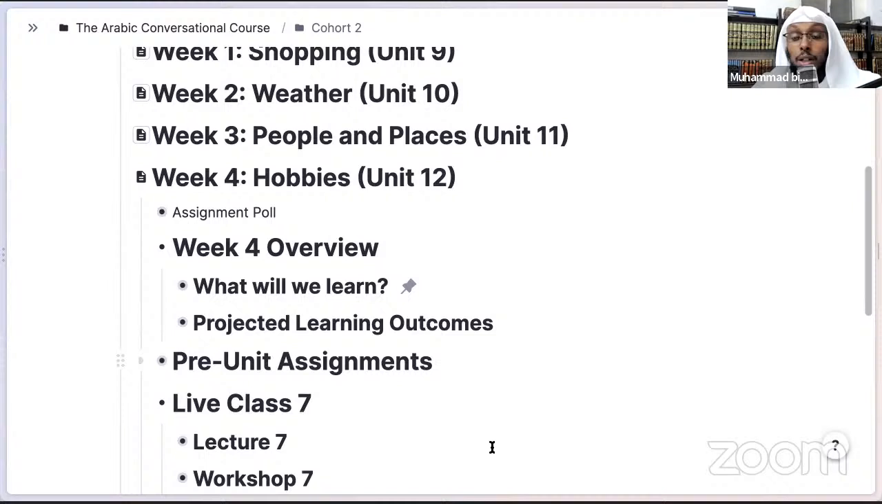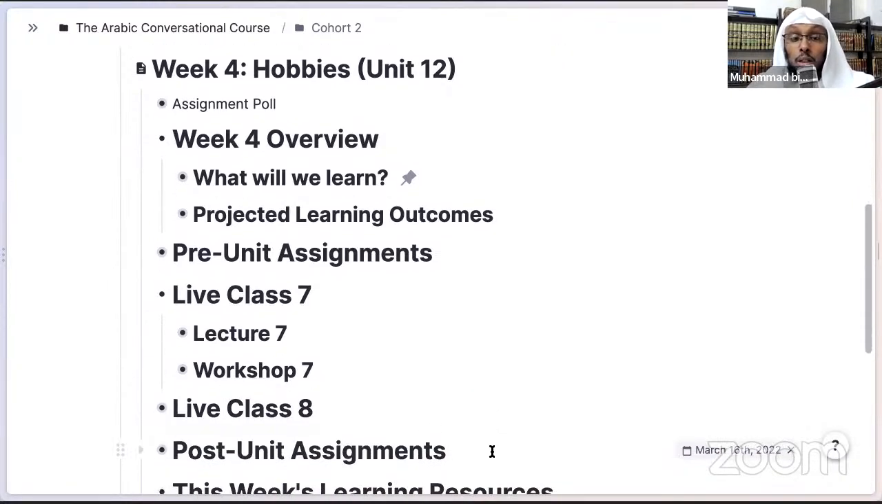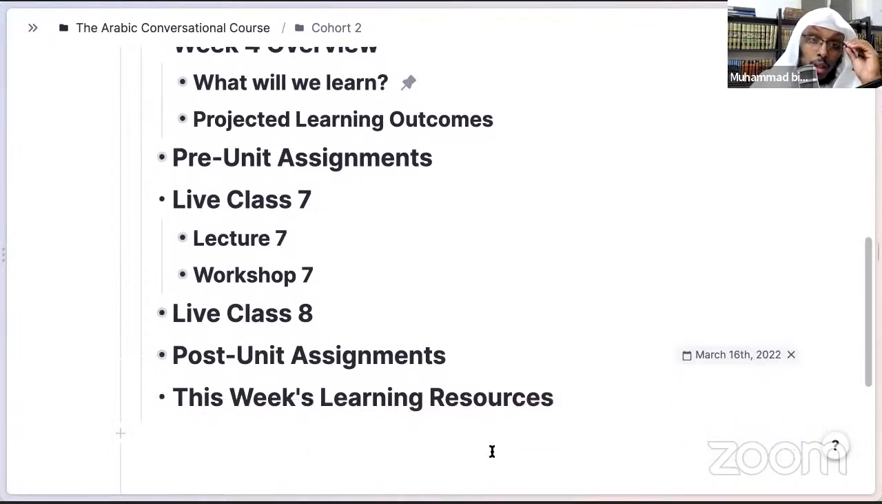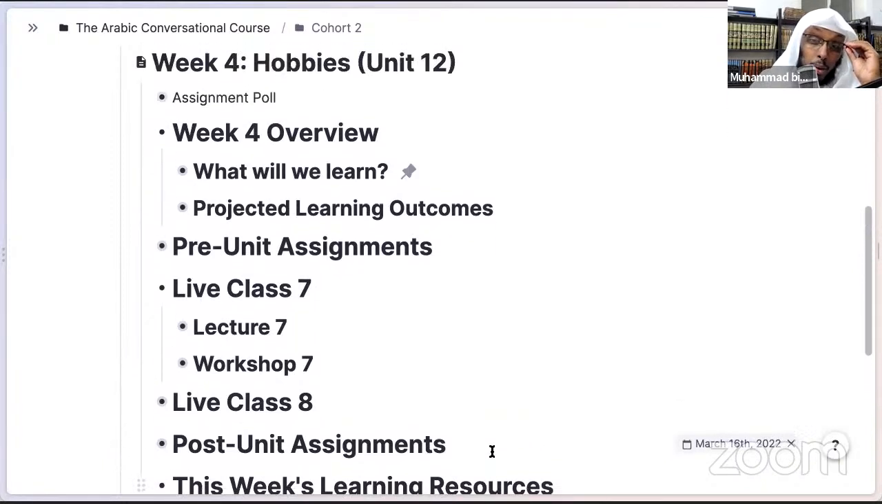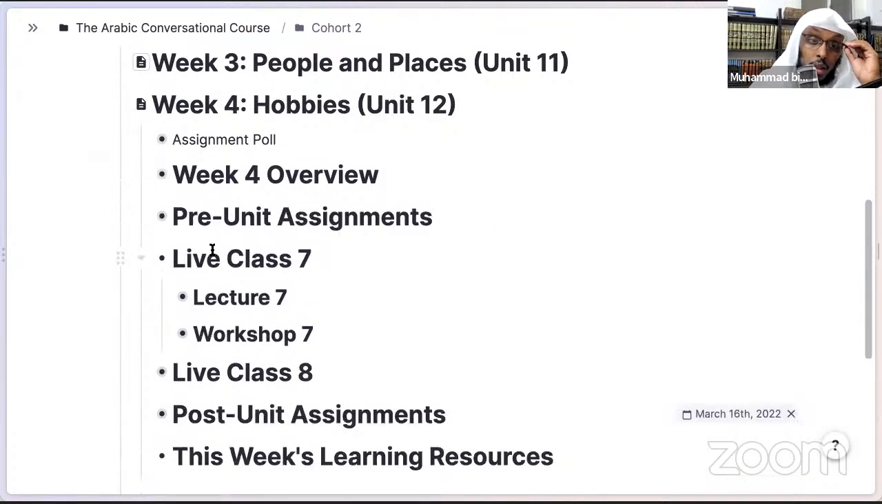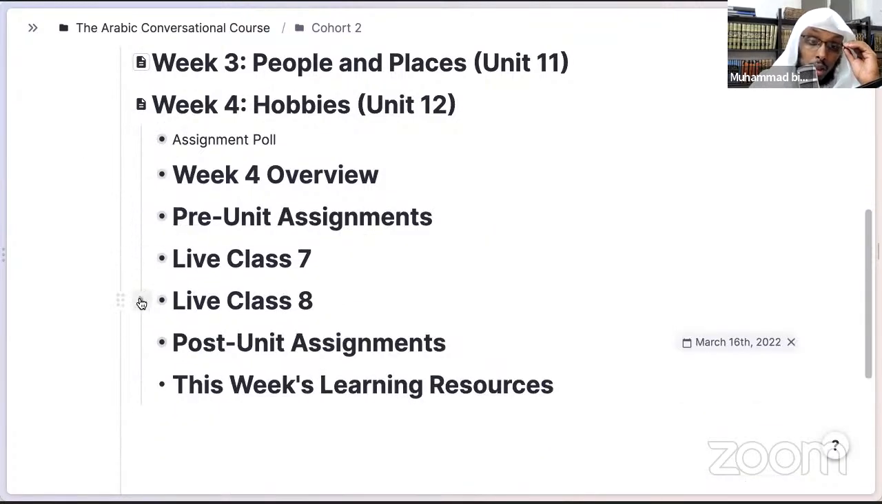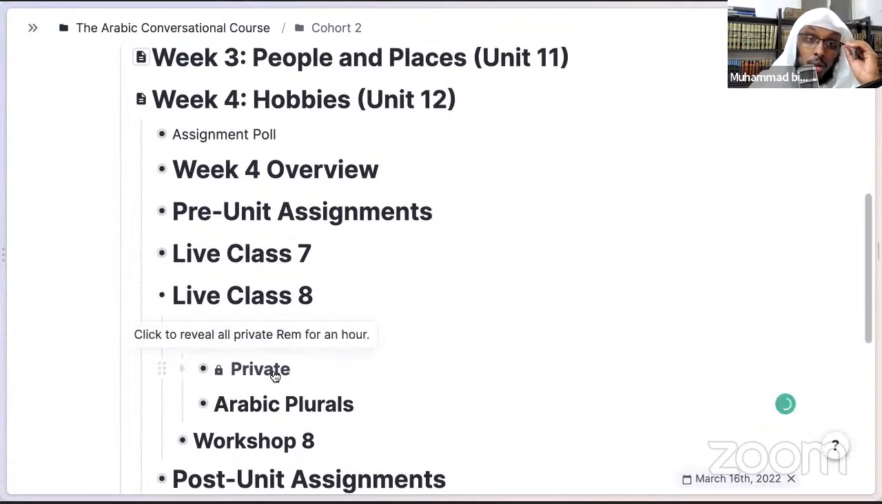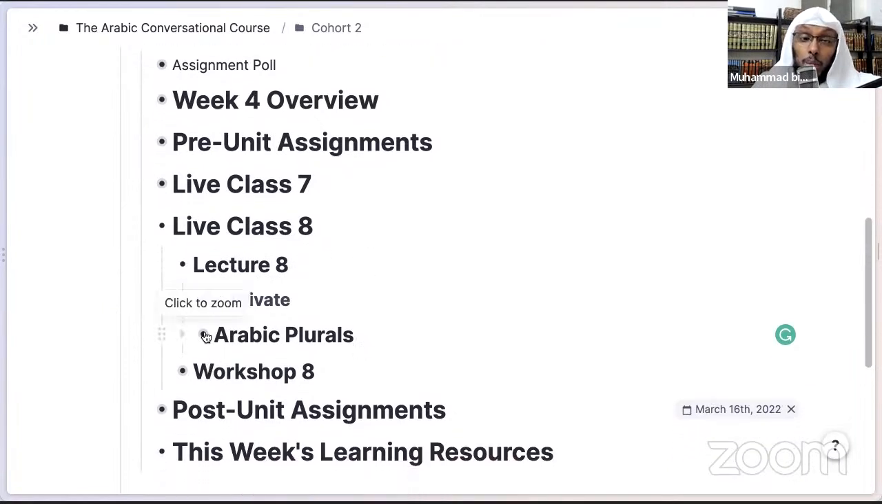So we said last time when we started with unit 12, the plan was that we focus on Arabic plurals. So that's today's topic. Here we are, live class 8. We're going to explain Arabic plurals, which I didn't get the chance to explain in more detail last time, and then we're going to do some exercises and practice inshallah, and then after that we can go and break up our workshops inshallah.